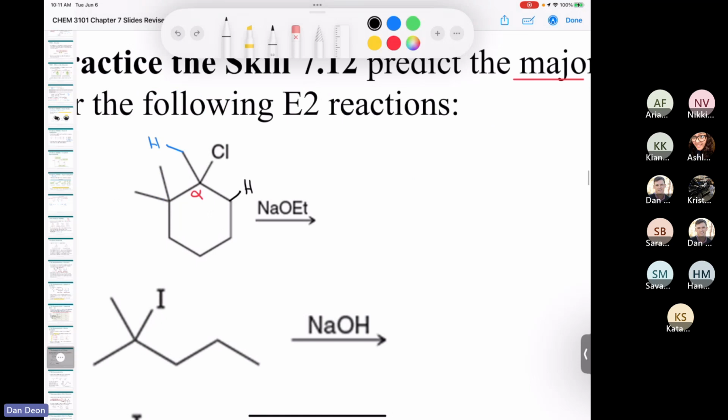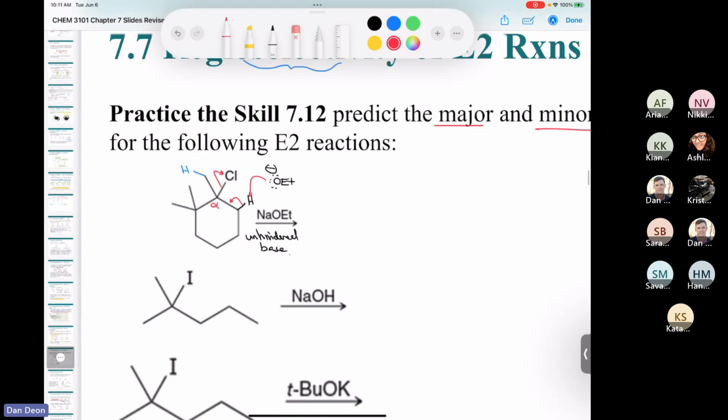So let's scribble that down here. This is an unhindered base. And so it's preferentially going to make the Zaitsev product. So we can draw our mechanism like this. It doesn't ask us to do this, but I'm going to do it anyway. So we're going to pull off this proton, make the pi bond, and lose the chlorine.